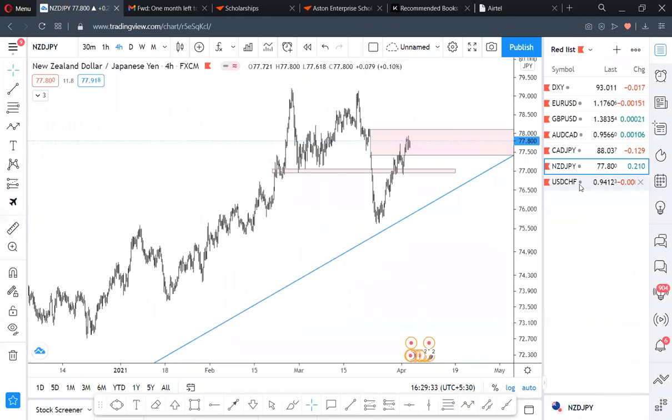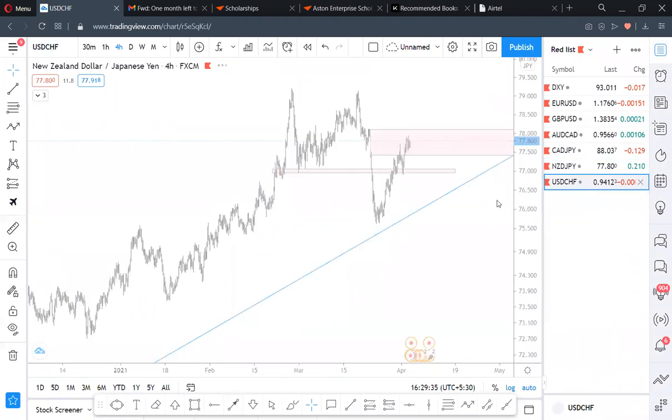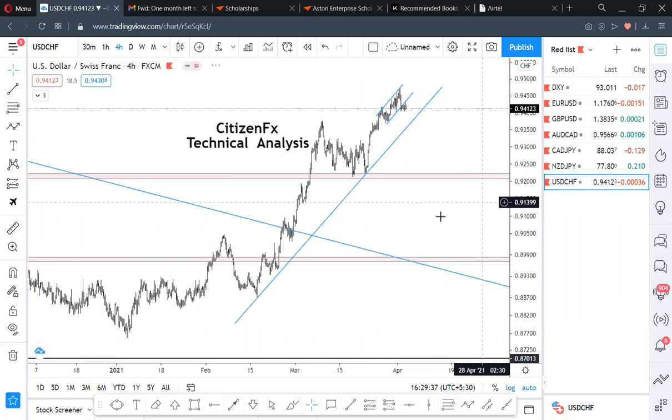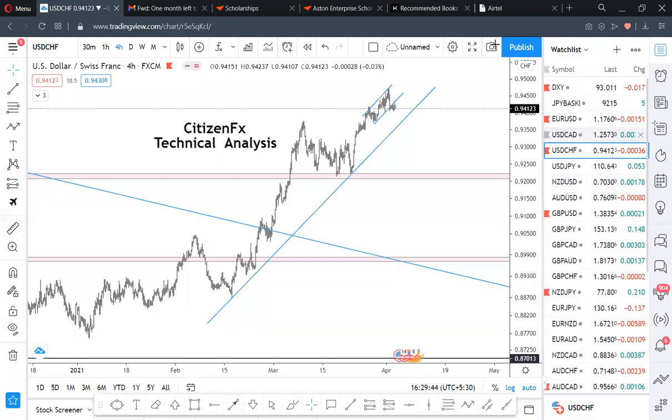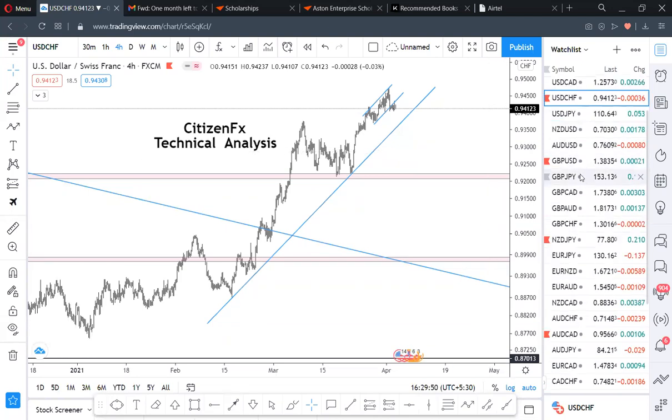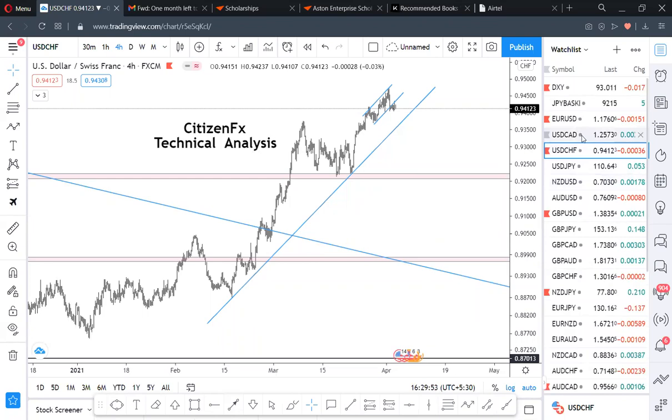Let's go to our last instrument. Oh, I think I already analyzed it. Guys, give me another pair so that we can analyze it. Any other pair that you want, guys? EURCAD. Okay, USDCAD, I mean. Okay, USDCAD.